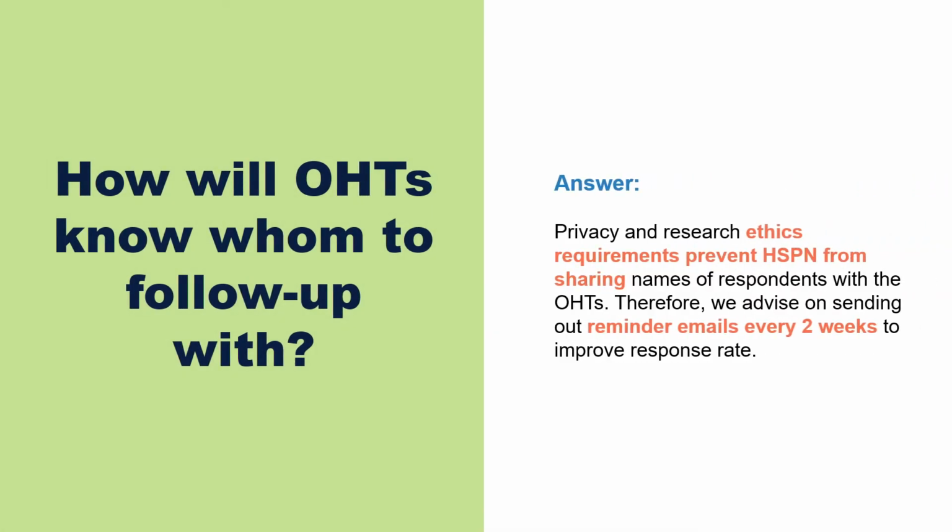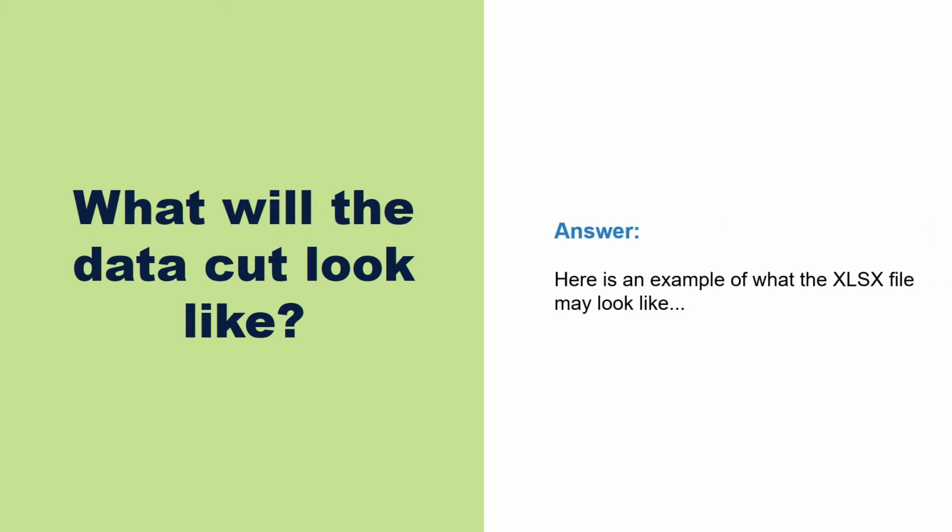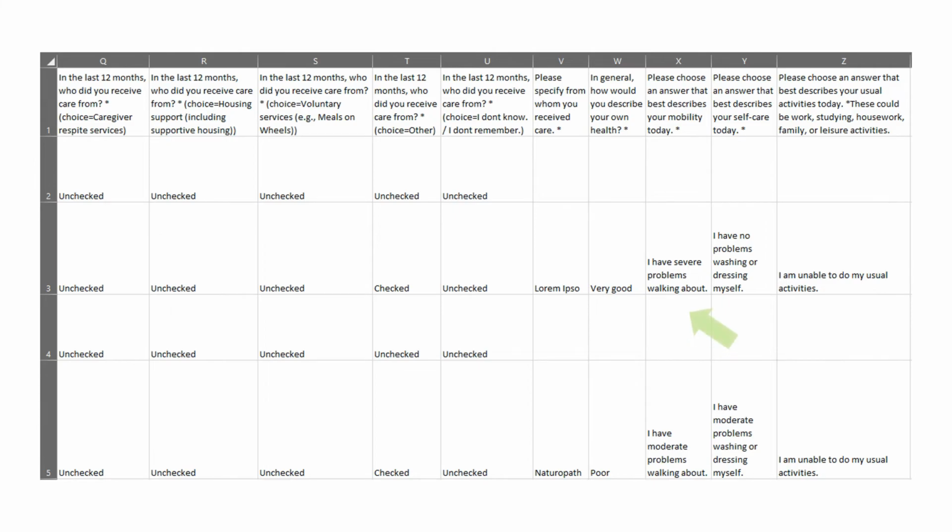How will OHTs know whom to follow up with? Privacy and research ethics requirements prevent HSPN from sharing names of survey respondents with the OHTs. Therefore, we advise sending out reminders every 2 weeks in order to improve response rates. What will the data cut look like? Here's an example of what the Excel file may look like. Answers will be provided in full along with the questions. Questions that are select all that apply will have answers as checked or unchecked.